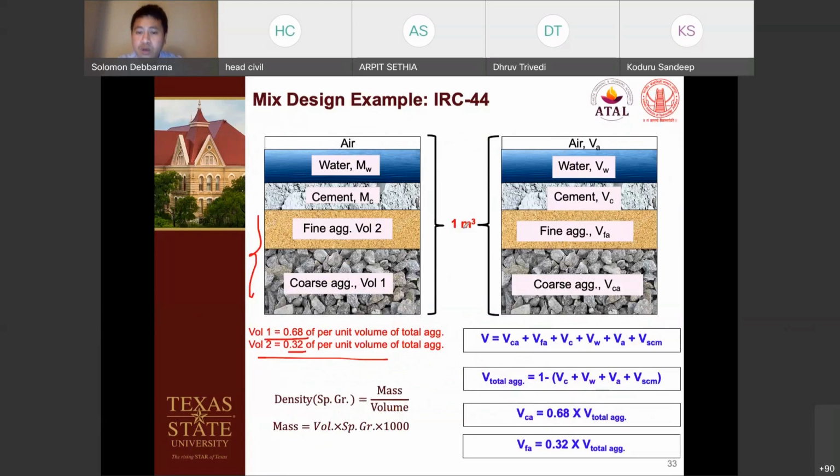Now we have to do some volumetric calculations. After we perform the volumetric calculations, we need to convert it into mass, because we need to provide the design to the client based on the mass, right? Like I have mentioned earlier, density is simply the mass divided by volume. So the mass can be simply determined, which is volume times specific gravity multiplied by 1000, which is the unit weight of water, right? So these are the equations that we can use for the determination of the volume of the total aggregates, right?